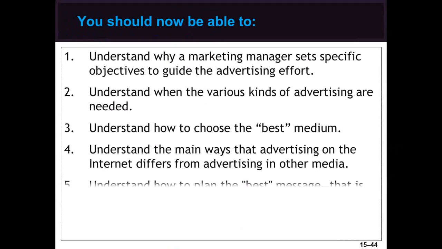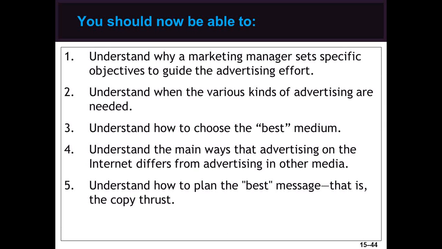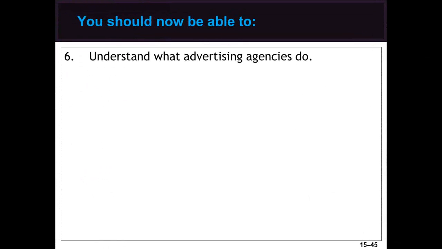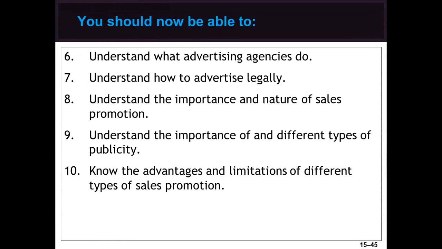So now you should be able to understand why a marketing manager sets specific objectives to guide the advertising effort, when the various kinds of advertising are needed, how to choose the best medium, the main ways that advertising on the internet differs from advertising in other media, how to plan the best message, that is copy thrust, what advertising agencies do, how to advertise legally, the importance and nature of sales promotion, the importance of and different types of publicity, and the advantages and limitations of different types of sales promotions.